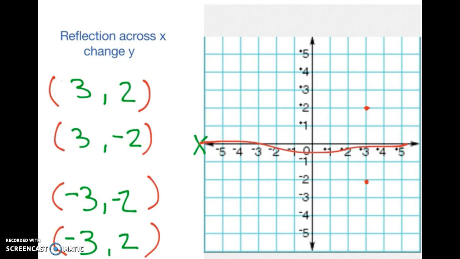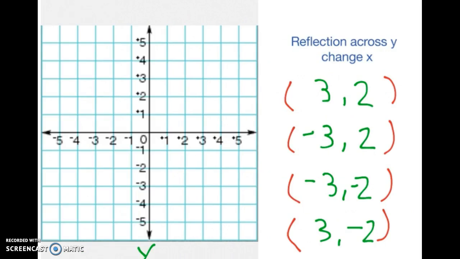Let's do another one. For the second one, it's -3, -2. So this time we would be going to the left of 0 for a negative, and also going down. To reflect it across the x, we would keep the x and change the y. So -3, we'd go over again, but this time we would go up 2 to make the reflection.